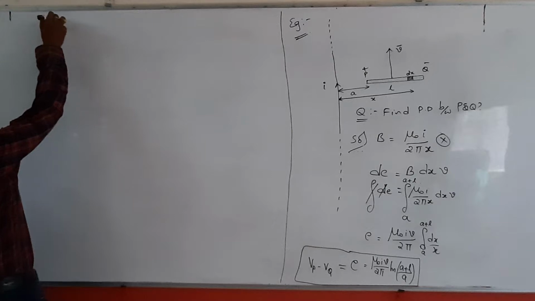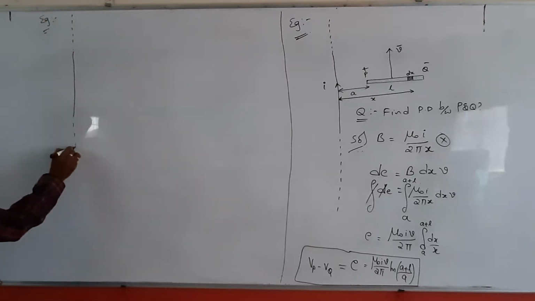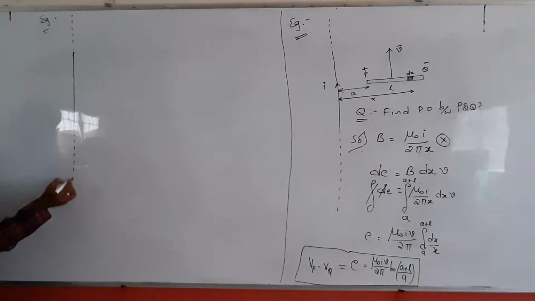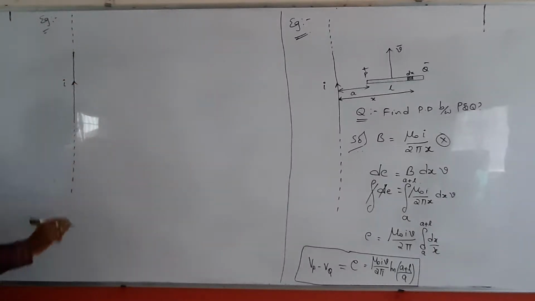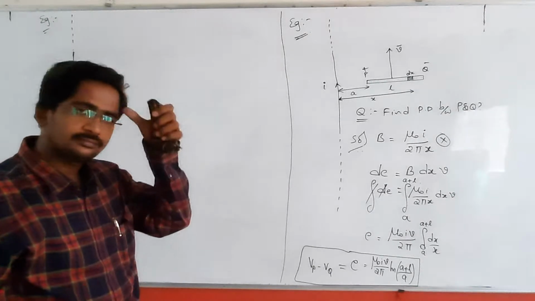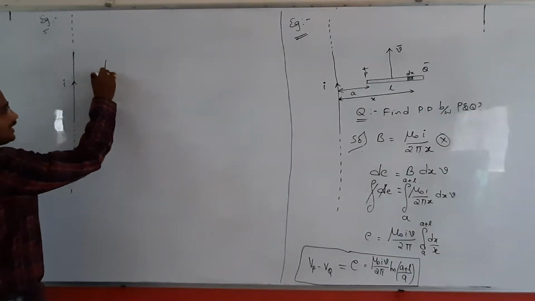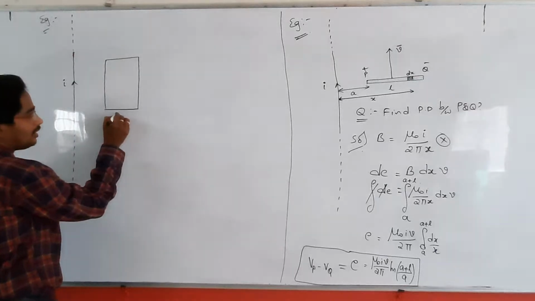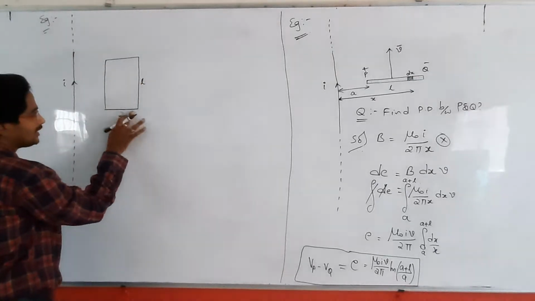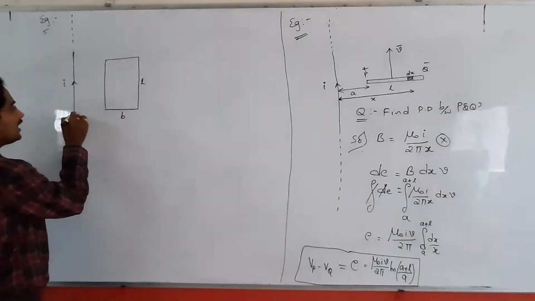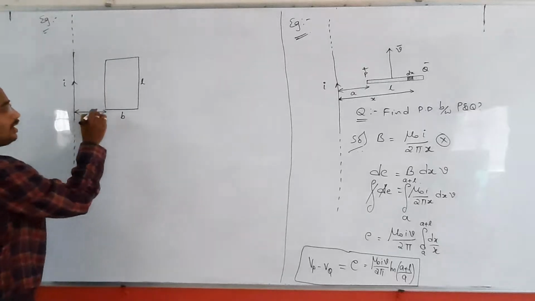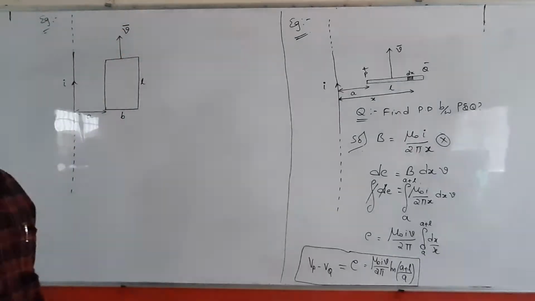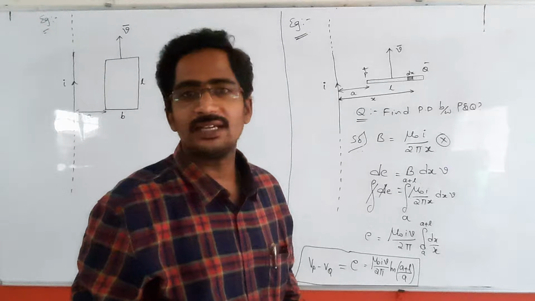In the next example, there is an infinite, long current carrying conductor carrying current I. Near it, we place a rectangular coil of length L, breadth B, at a distance of A. This coil is moving in this direction with velocity V. What is the induced EMF across the coil?